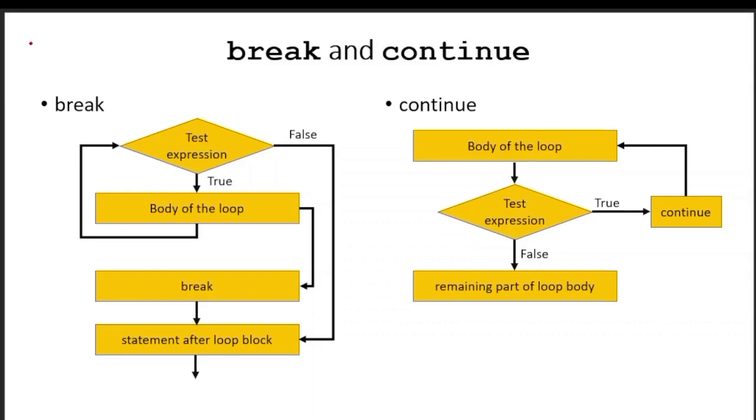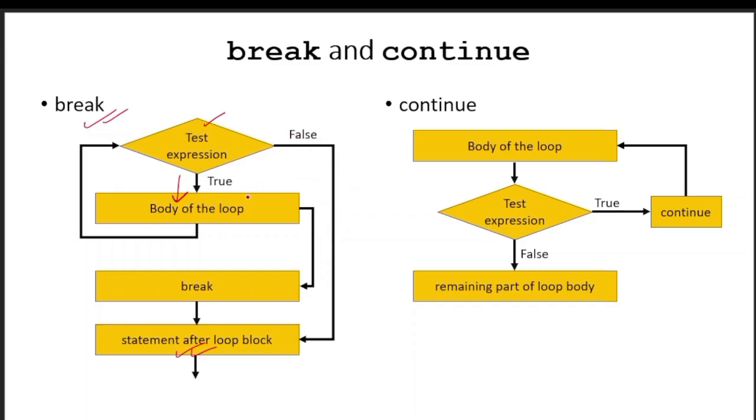In this video, we will see how break and continue work. The main difference between break and continue is this: when we are considering break, we can see in this flow chart that this is your test condition, or test expression, where your test condition is checked. If the condition is true, we will enter the body of the loop. If the condition is false, we will come out of the body of the loop over here, to the statement after the loop block. So this is how we are going to run the program.